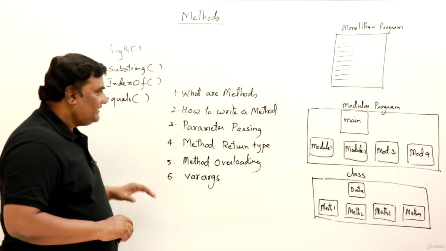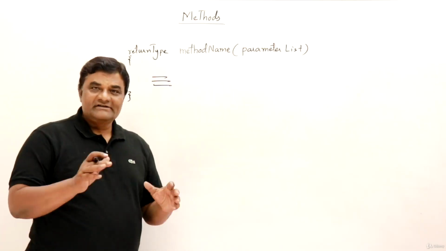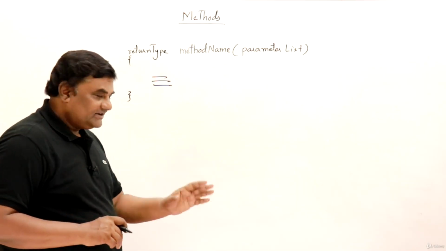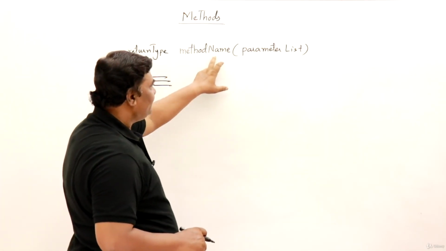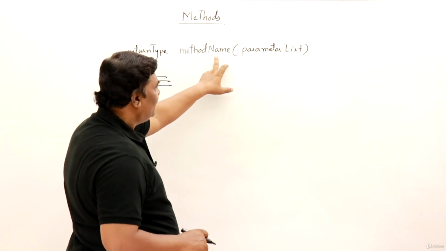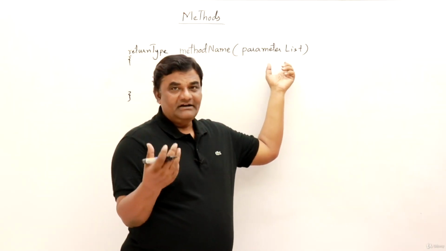Now let us see how to write a method. I'll write down some example methods and I will show you. See, here is the skeleton of a method, how it should be written. This is the method name, the name of the method you want. And this is the parameter list, the input taken by a method.